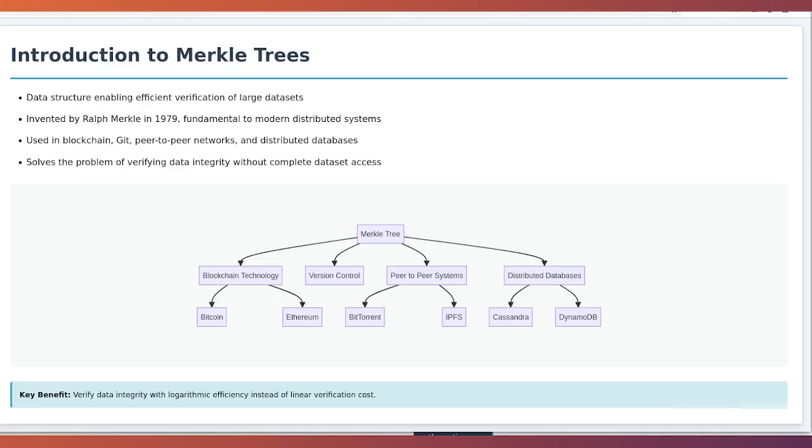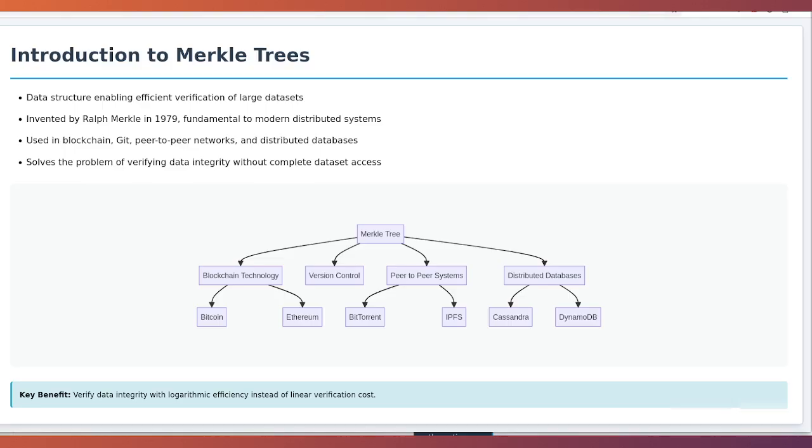Merkle trees solve a critical problem. How do you verify the integrity of large amounts of data without actually having to download or process all of it? In this presentation, we'll break down exactly how Merkle trees work, why they're so important in blockchain and distributed systems, and how they enable everything from Bitcoin transactions to Git version control to peer-to-peer file sharing.